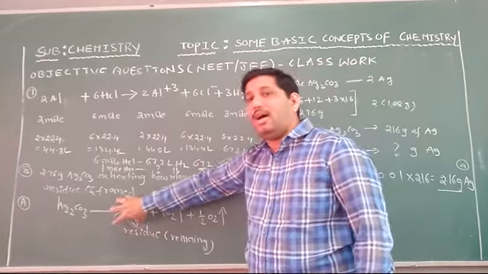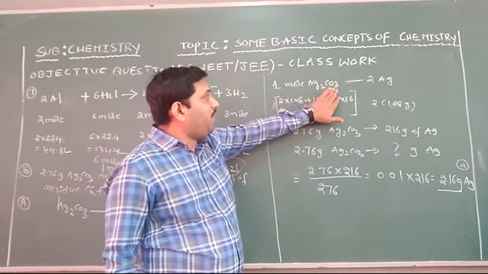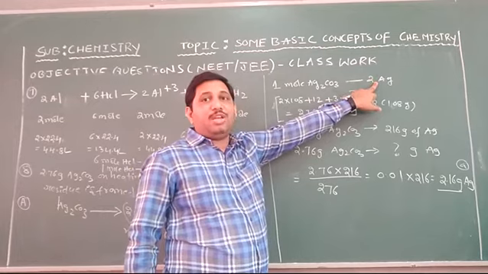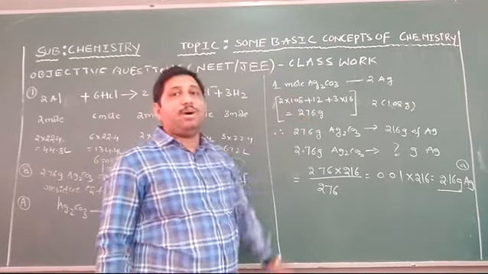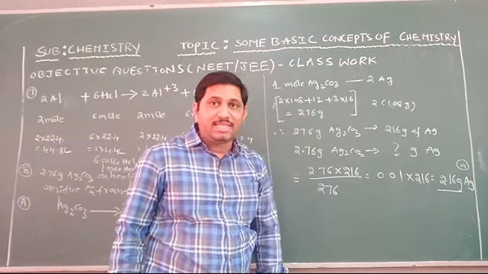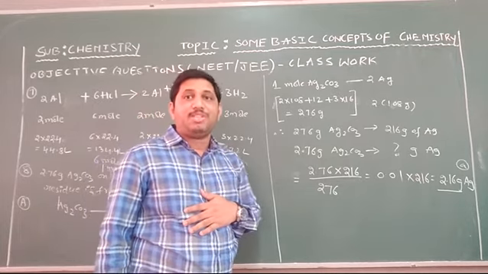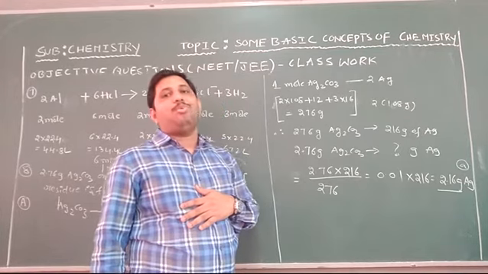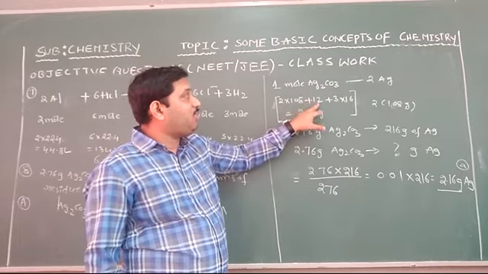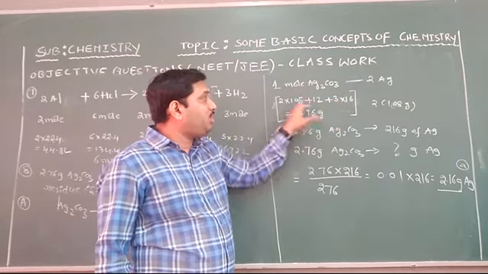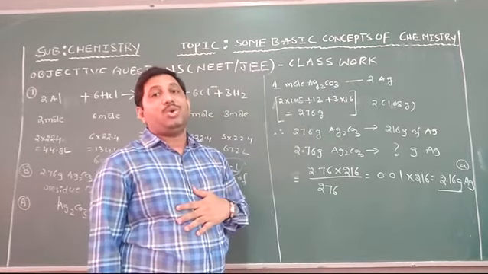Now we have to find out the weight of the silver. For example, student, 1 mole of silver carbonate upon heating gives 2 moles of silver as the residue. 1 mole of silver carbonate has the molar mass 276 grams, because the masses of the various atoms present in one molecule add up to the molar mass. Silver is 108, so 2 into 108 plus carbon is 12 and oxygen is 16, 3 into 16. The total is 276 grams.